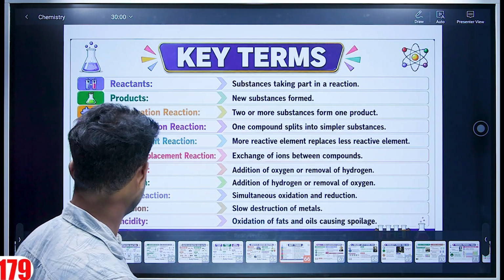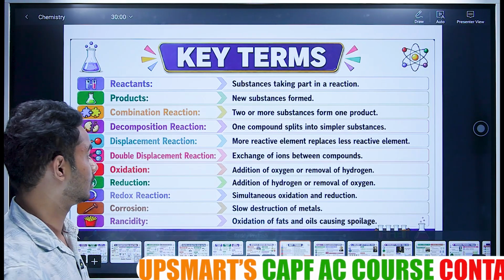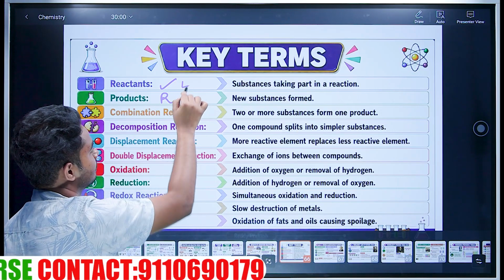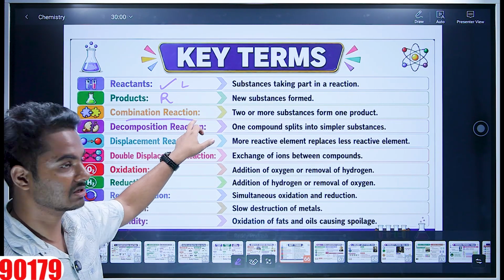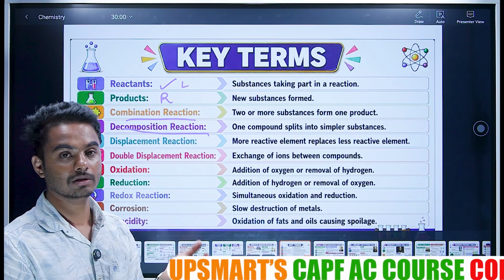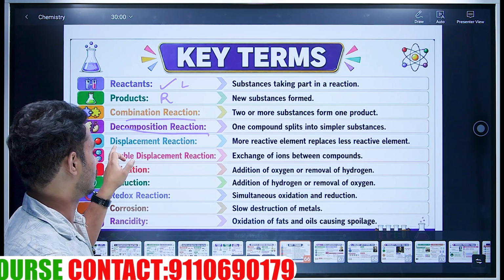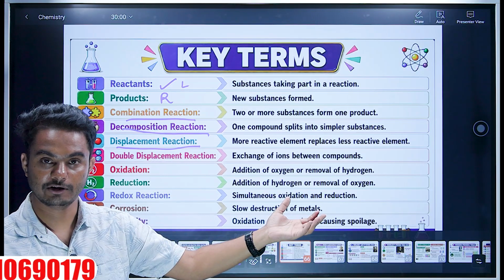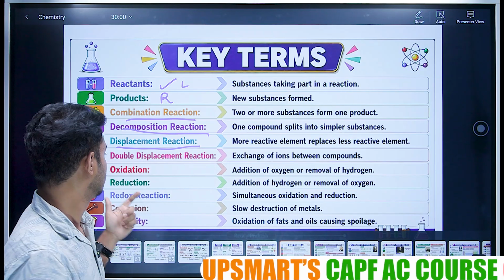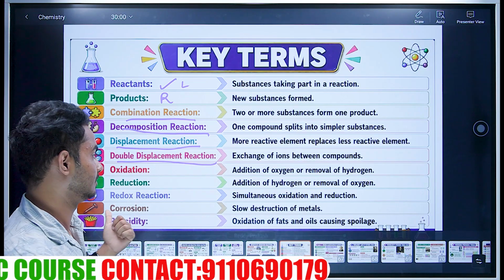The last slide will be the key terms or the revision of what we discussed, which you already know. What are reactants? The left hand side ones. What are products? The right hand side ones. Okay. What is a combination reaction? A plus B giving rise to AB is a combination reaction. What is decomposition? AB giving rise to A plus B. The breaking is called decomposition reaction. What is displacement reaction? The more reactive element displacing the lesser reactive element is called displacement reaction. What is double displacement? When the displacement occurs in both the compounds, that is called double displacement.